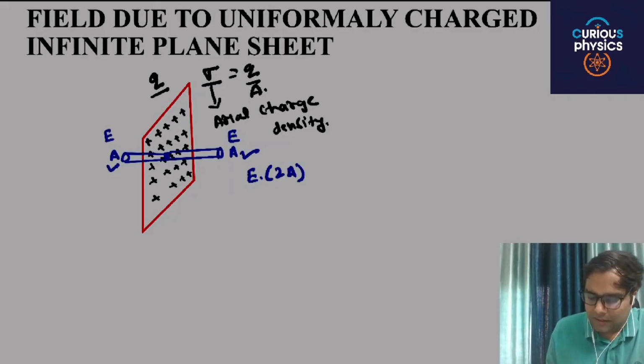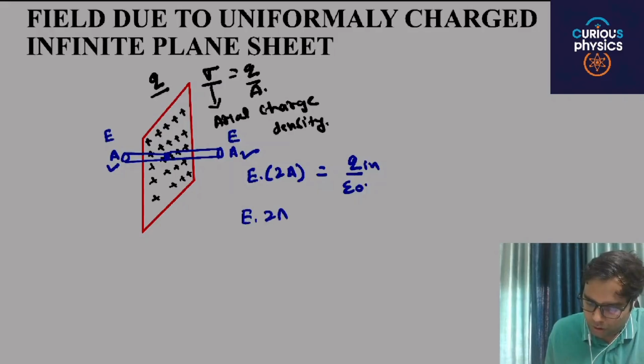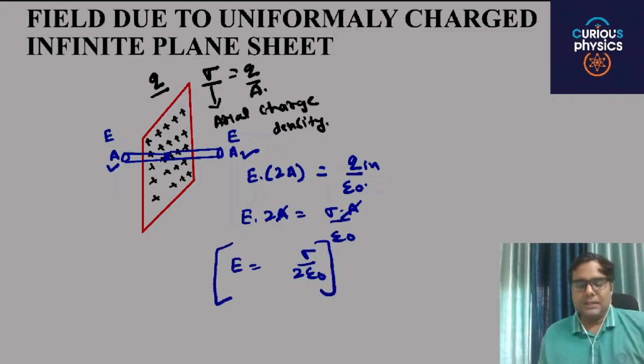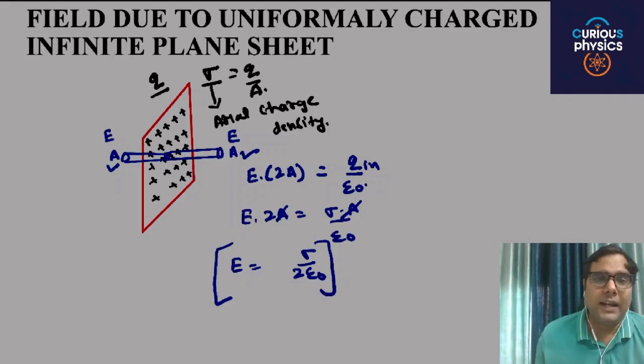Total electric flux is equal to Q in by epsilon naught. In case of this sheet, Q in is E into 2A, and Q in is sigma into A divided by epsilon naught. You can cut A there, and E is sigma by 2 epsilon naught. This is the electric field due to a uniform charged infinite plane sheet.